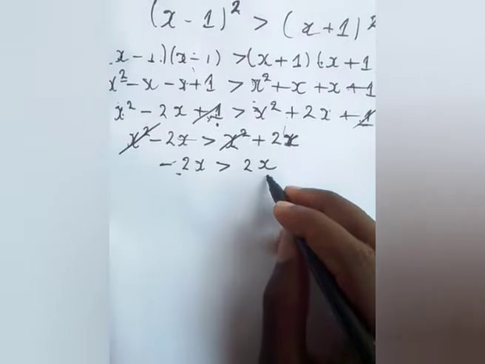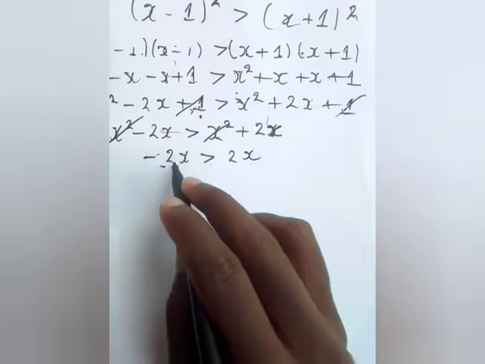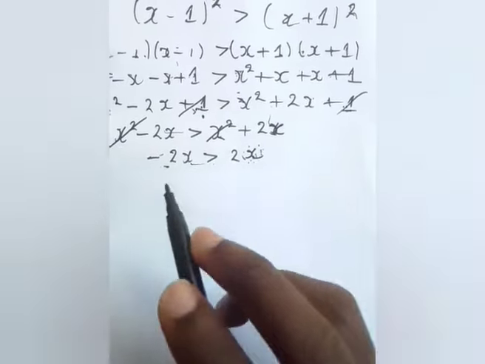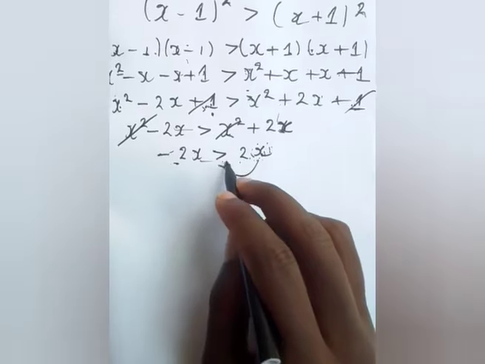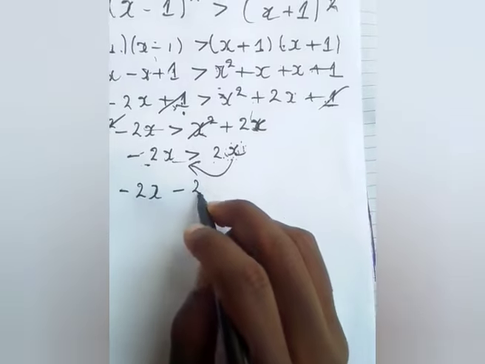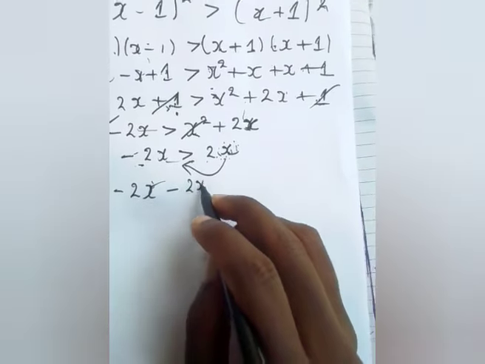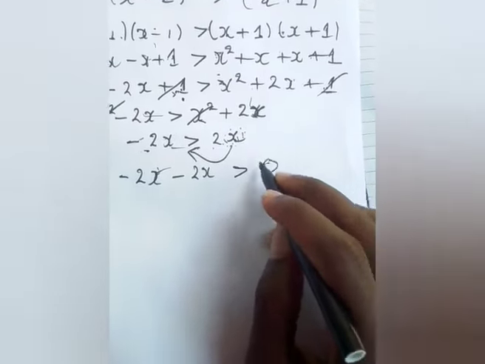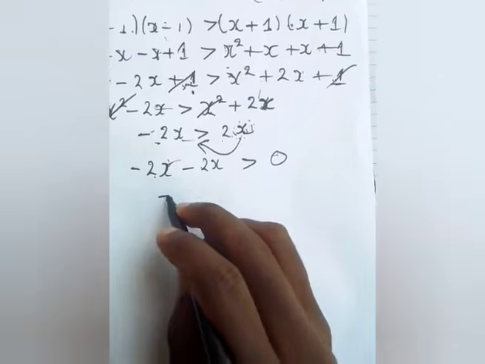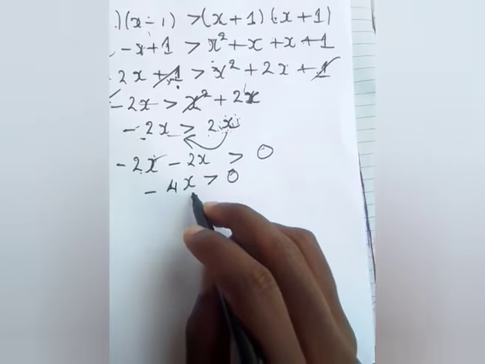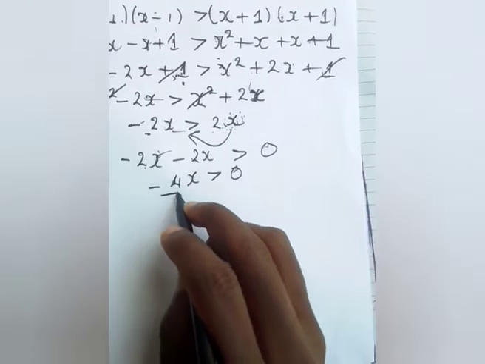Here we can't divide through because here is x, unless there wasn't x here. So since these are like terms, you can just take it to the other side. Then it's going to be negative 2x minus 2x greater than 0. Since these are like terms, basically you have negative 4x, right? Divide through by negative 4.